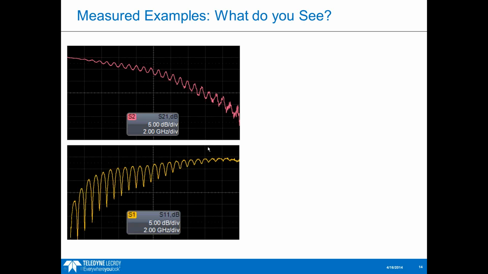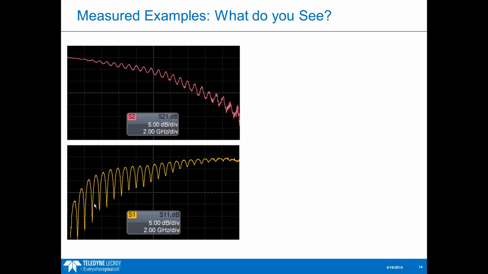If we look at that, this is 2 gigahertz per division, but right around above 2 gigahertz, 3 gigahertz, you can see our S11 is somewhere in the 10 dB range, and we're starting to see it impact the insertion loss. And this is getting higher as we go up in frequency.